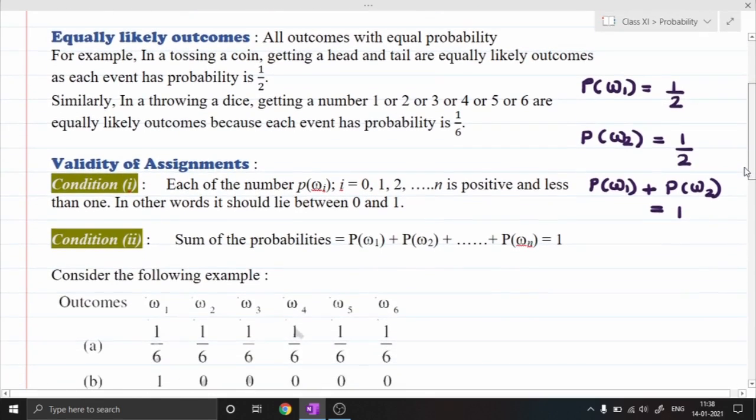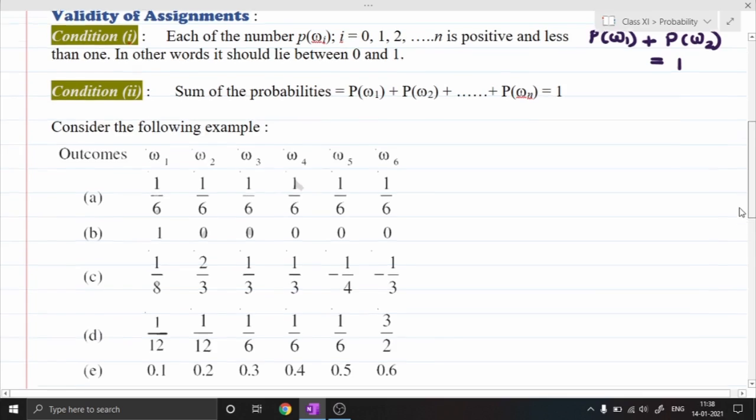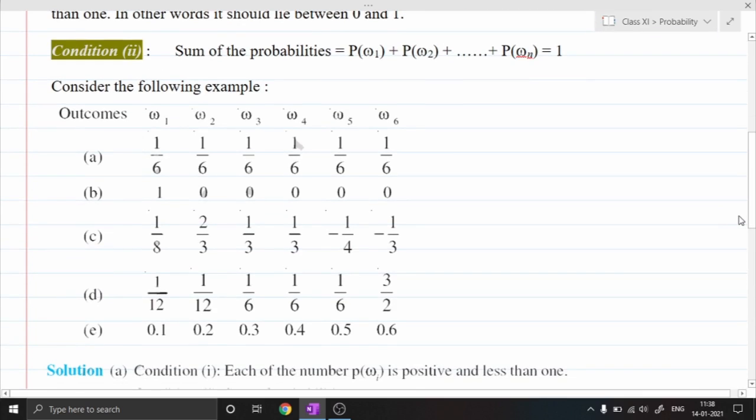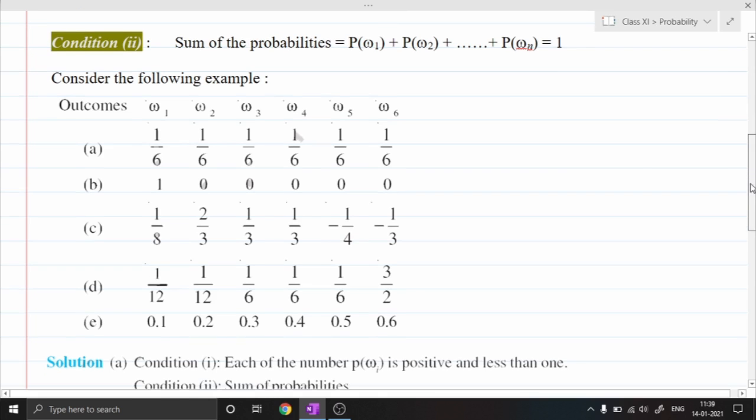So here let us see some of the examples given. For example, look at the first part. Observe the values of W1, W2, W3, W4, W5 and W6. In the first part, it is given 1 by 6, 1 by 6, 1 by 6 only. So here we can say condition number 1 is satisfied. The values are coming under 0 to 1. But second thing, we'll add 1 upon 6, 1 upon 6, all the 1 upon 6, so the addition should be equal to 1.